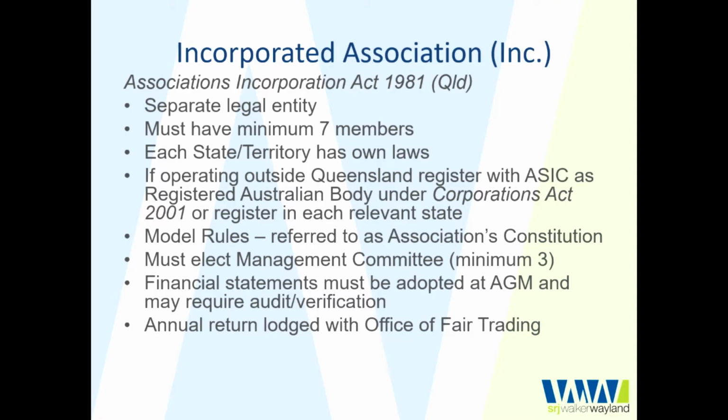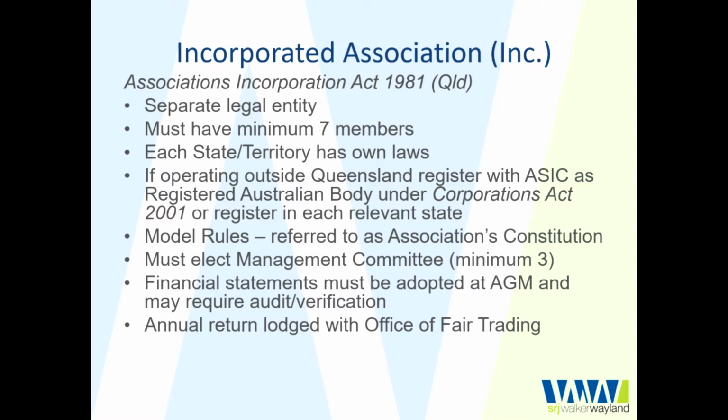An incorporated association is governed by the Associations and Corporations Act of 1981. A couple of key things to bear in mind. It is a separate legal entity. It must have a minimum of 7 members, and each incorporated association has its own state laws because they are state-based legislation, which can make it difficult if you're considering trading outside of Queensland, although you can still register with ASIC under the Corporations Act or the relevant Associations Incorporation Act in the other states you're considering trading.